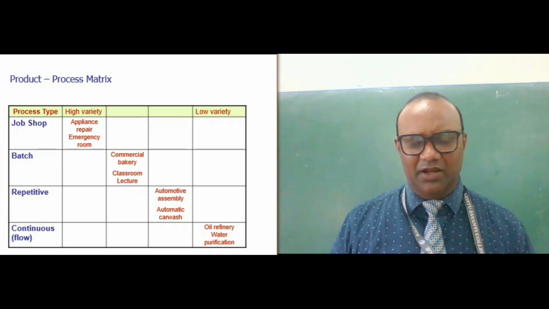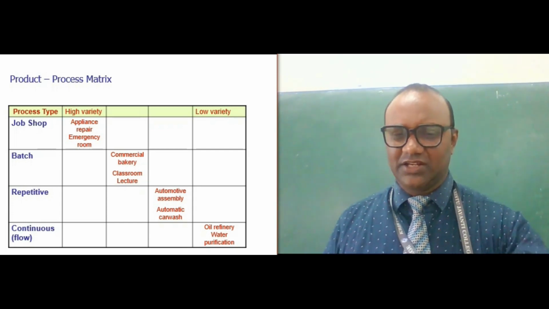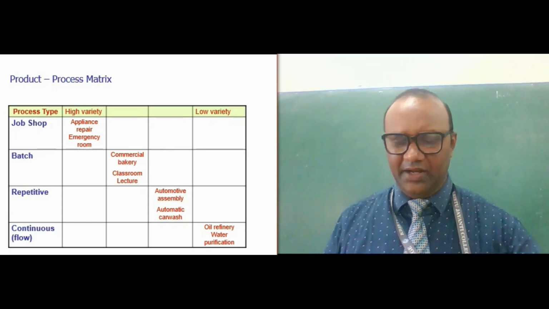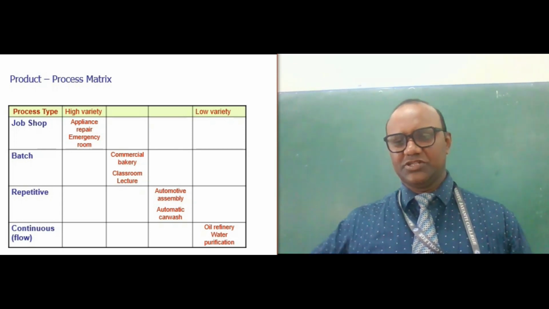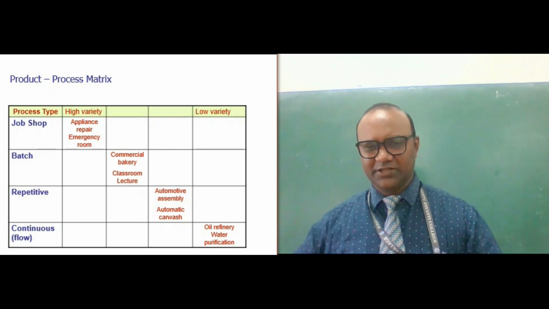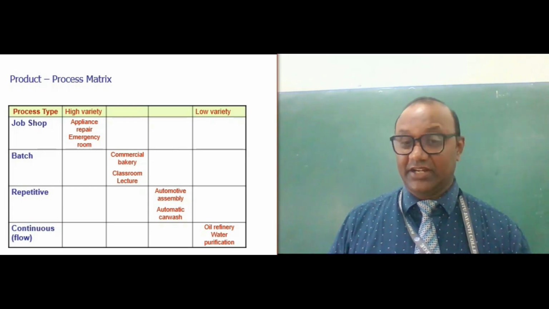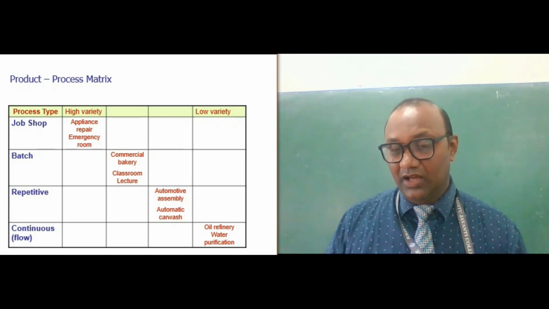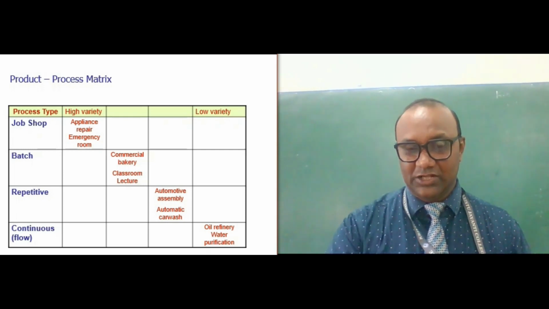Repetitive is assembly line or automatic car wash, wherein cars keep coming and the kind of work that you do is very similar. You just need to wash cars, right? So it's just like that. Or assembly line manufacturing, where you have the same type of job being done in a very continuous fashion or manner. And then you have continuous, which is oil refinery, water purification, or large volume goods that are manufactured. FMCG commodities will fall into low variety, but with large volume that needs to be manufactured.